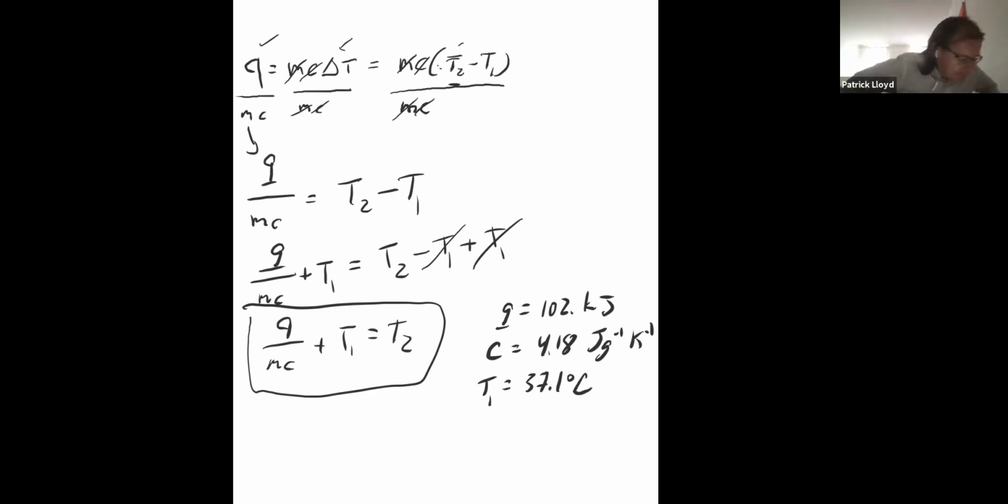Whatever. Okay, so the amount of heat is 102 kilojoules. The specific heat capacity is 4.18 joules gram to the minus 1, Kelvin to the minus 1. T1 is 37.1 degrees Celsius. Okay. Actually, I'm going to show you a way to do this pretty easily. So you've got 102 kilojoules.